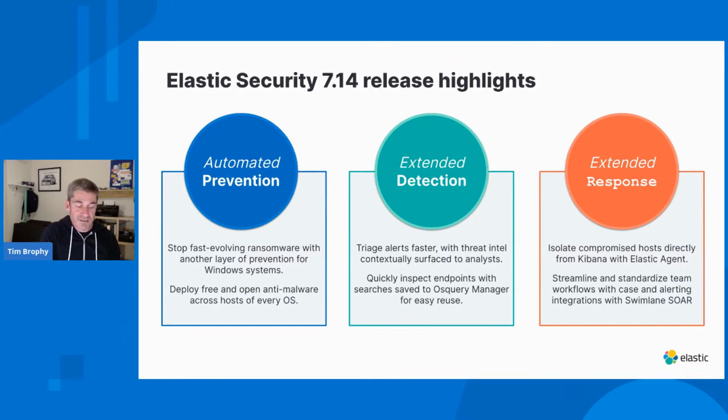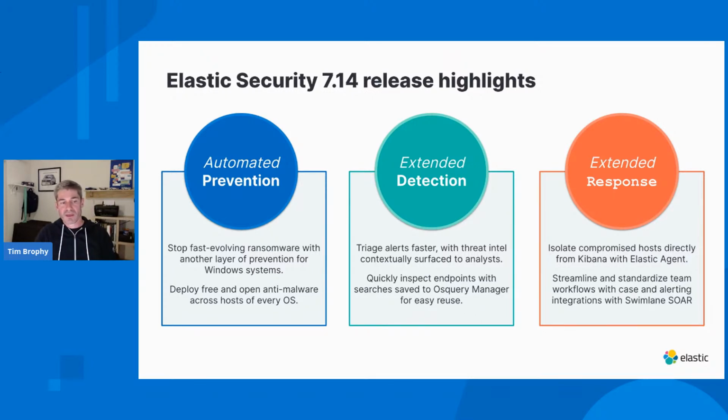So the release highlights on 7.14 for security have basically been things like automated prevention, so having the Elastic agent stopping ransomware on Windows systems, with Linux systems on the roadmap. And also completely free and open anti-malware across hosts of every operating system.